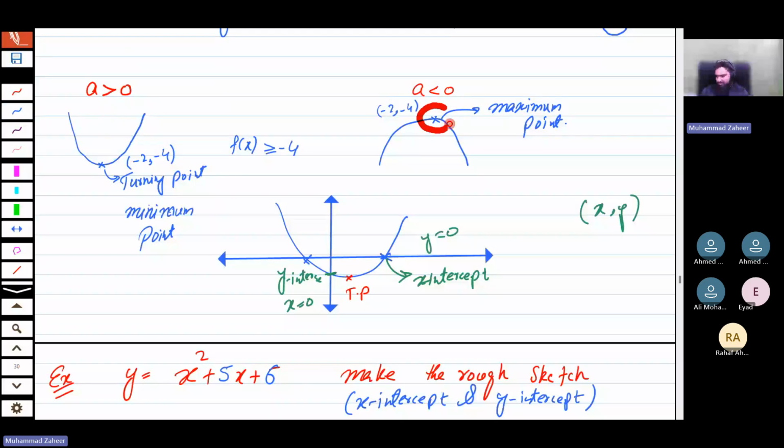On the other hand, here it is going to be a maximum point, meaning all the values are lesser. Look at here, these are lesser values. So here the range is: f of x is less than or equal to -4. So if you are talking about the domain and range in a quadratic function, we have to look for the turning point, and obviously we have to look at whether the graph is upright or upside down.